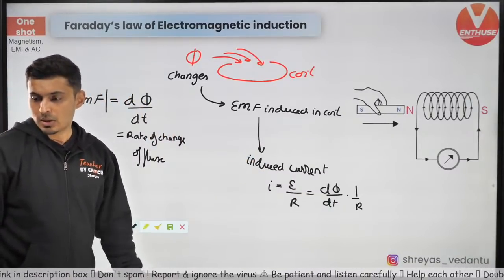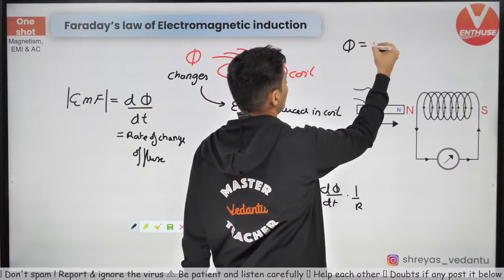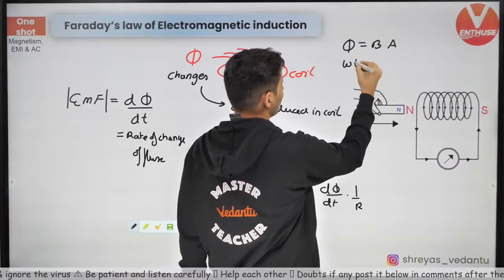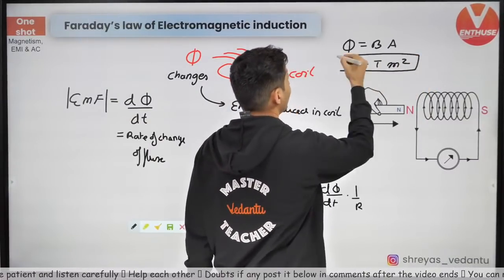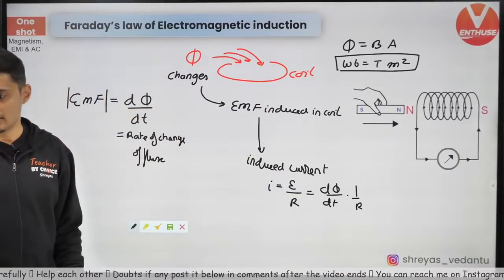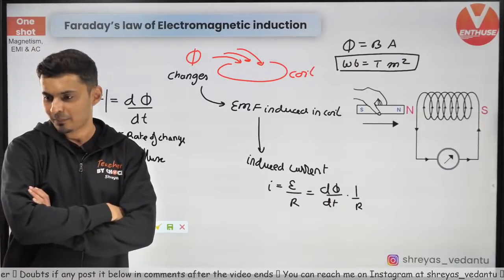Now, Tesla, what's the unit? By the way, flux was B into A. If there was a mistake, I'll correct it over here. This is Weber, this is Tesla, and this is meter square. So 1 Weber is 1 Tesla meter square. It's not Tesla meter, it is Tesla meter square. All right, great.